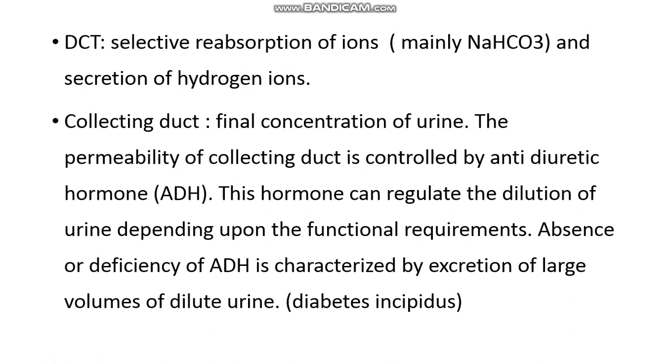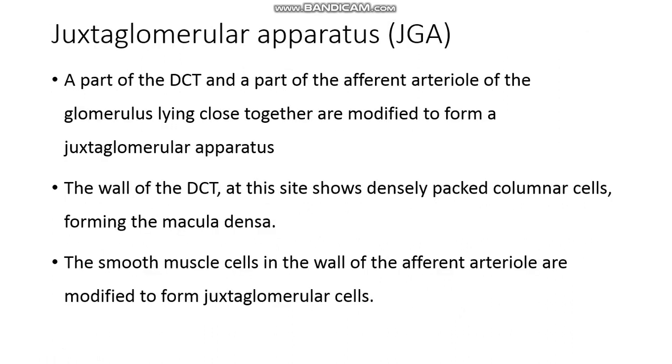So if there is any variation in the quantity of ADH, sometimes there may be absence or deficiency of this vasopressin hormone or ADH. Then there will be excess excretion of diluted urine, so more fluid loss will happen for the patients. That condition is known as diabetes insipidus. Then what is the juxtaglomerular apparatus or JGA?